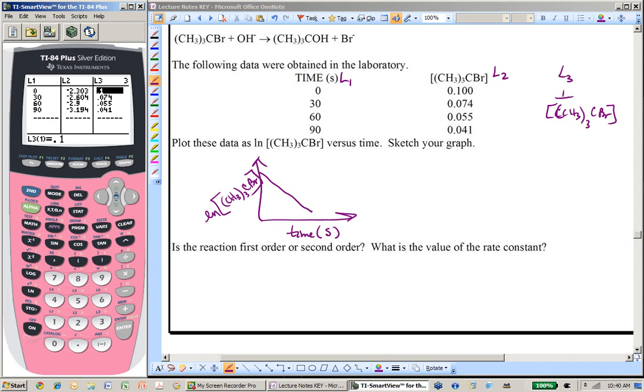0.1, 0.074. Oh, smarter than the average bear, huh? Now I just need the reciprocal of that. So x to the minus 1. Nope. Everything in L3. X to the minus 1. Enter. There we go. So now I need to graph L1, L3. Oh no, just run the regression.